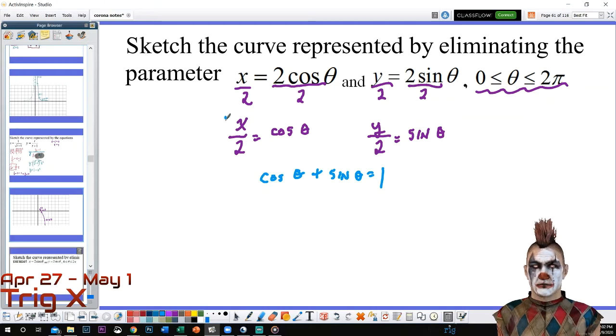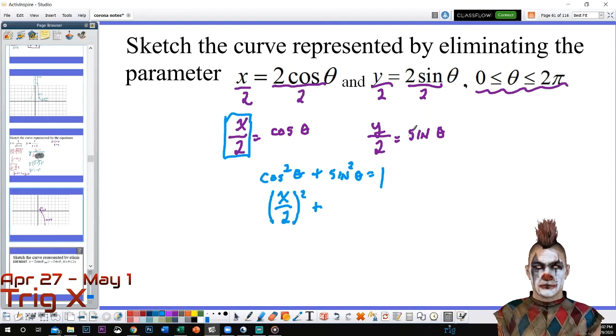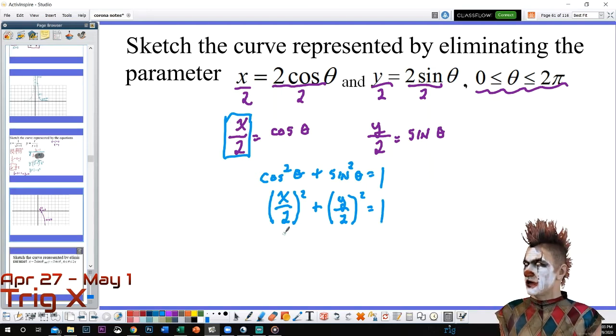Well, let's do some substituting. Instead of cosine, I can put x over 2. Oh, and both of these are supposed to be squared. Sorry about that. Cosine squared plus sine squared is 1. So, there's cosine squared plus sine, which is y over 2, all squared, equals 1. Now that you know this, we can go ahead and simplify a little bit. This is x squared over 4 plus y squared over 4 equals 1.